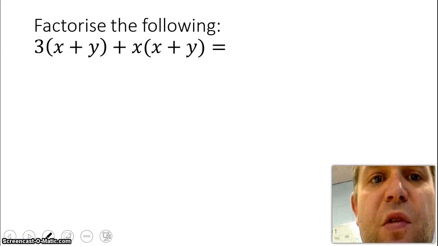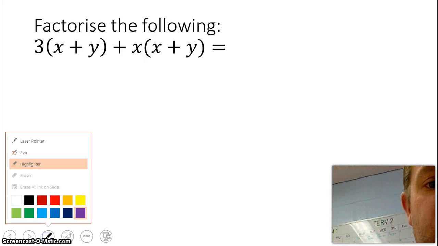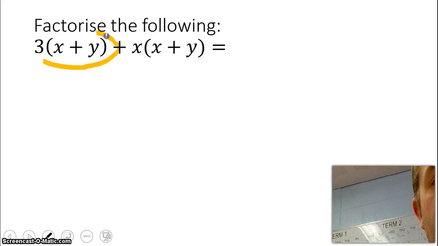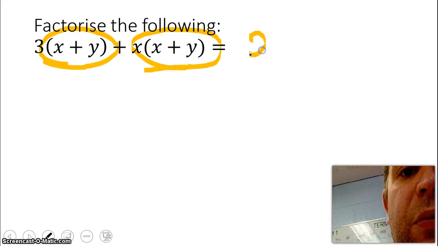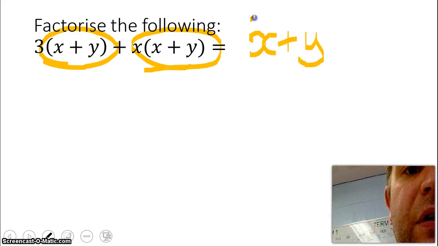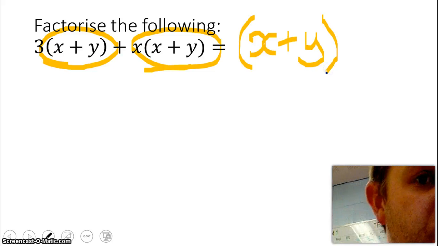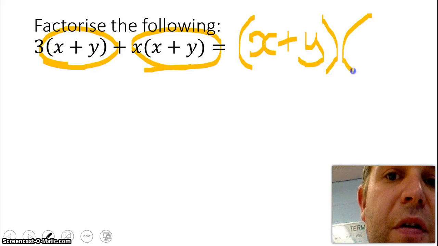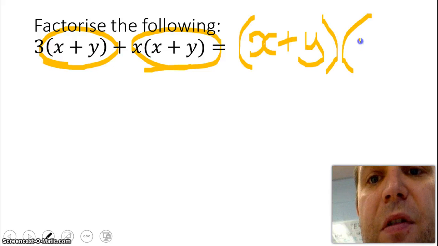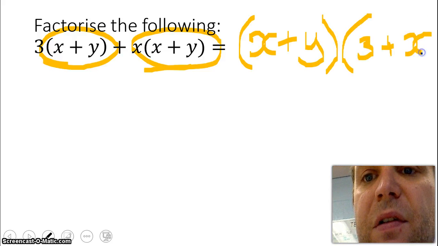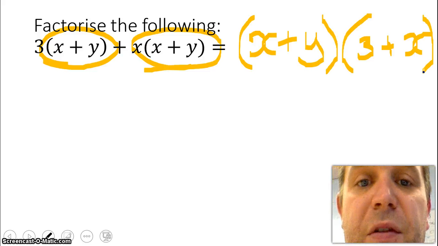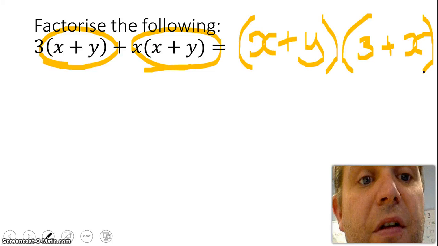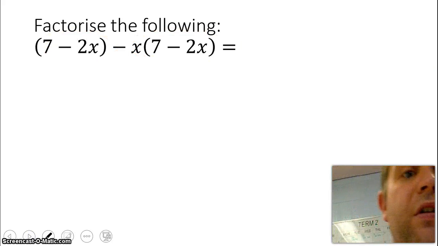Sometimes we've got binomial factors. So in this case, looking at our highest common factor, we've got x plus y in both of them. So that becomes our highest common factor. So we pull our x plus y out the front, and we just collect up whatever we're left with. x plus y times, we've got 3 plus x. Now these can be a little bit tricky. We'll start off with some nice easy ones and we'll see how we go, getting to one that's not as tricky.